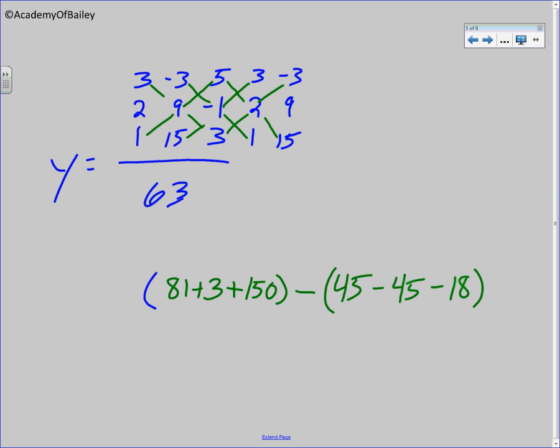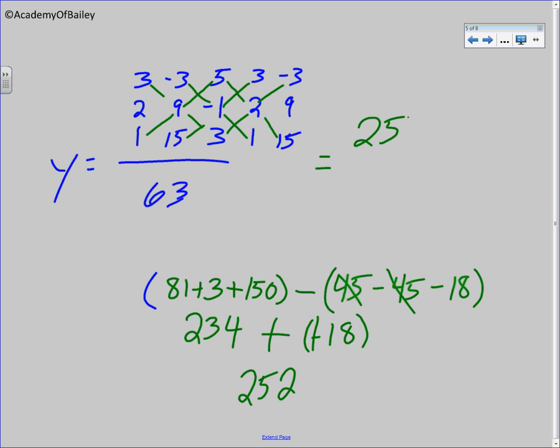So let's go ahead and do some calculations over here. We have 81 plus 3 gives us 84, plus 150 should give us 234. We're going to subtract, well, we know 45 minus 45 cancel each other out. And so we're going to subtract negative 18, which should make positive 18. So that's 234 plus 18, 234, 242, and 252.